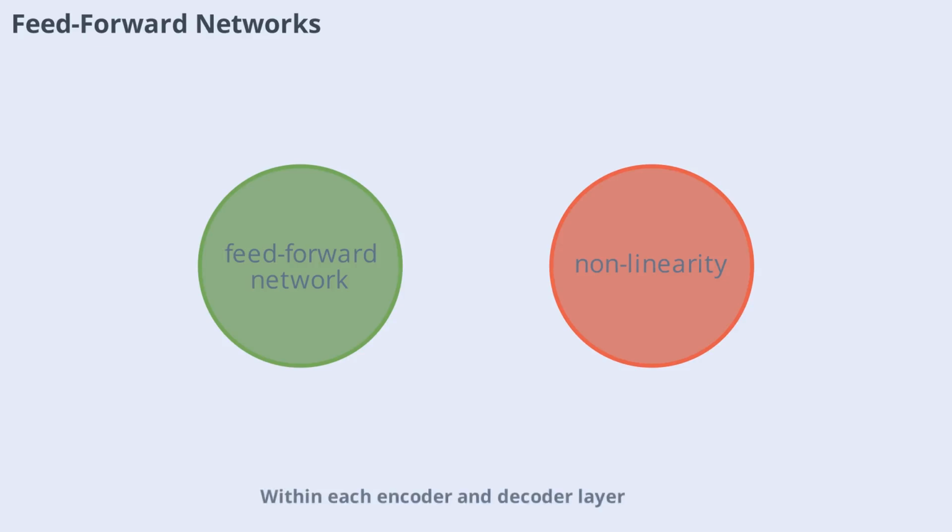Within each encoder and decoder layer, a position-wise feed-forward neural network processes the outputs of the attention mechanisms. This network consists of two linear transformations with a ReLU activation in between. It operates independently on each position, enabling the model to introduce nonlinearity and further refine the representations. Feed-forward networks play a crucial role in enhancing the model's expressive power.